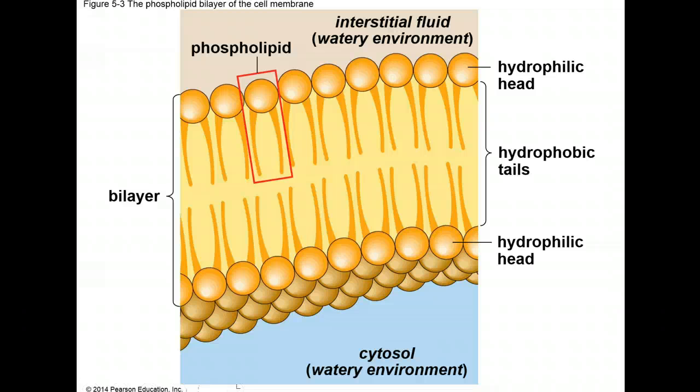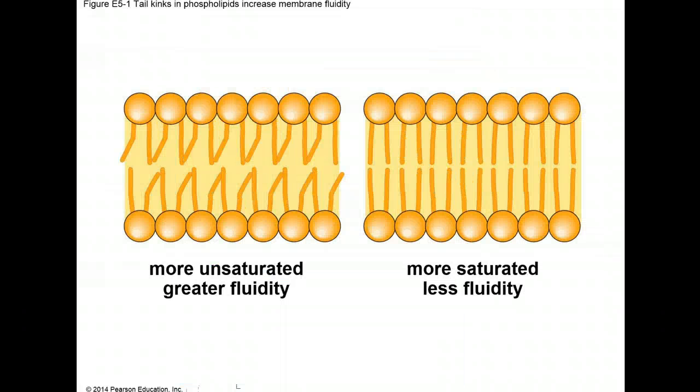Here is another snapshot of the phospholipid bilayer. Notice it is two layers of phospholipids. The inner portion of the phospholipid bilayer consists of the hydrophobic tails, and then the hydrophilic heads face either into the cytoplasm or outside the cell. The phospholipid bilayer is flexible and fluid, which allows for cellular shape changes.